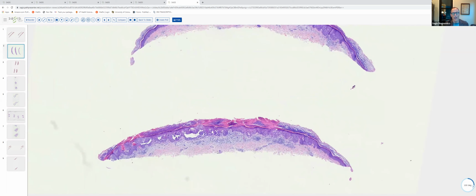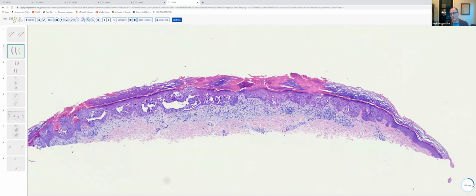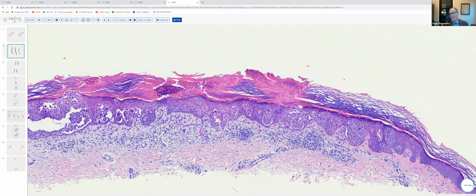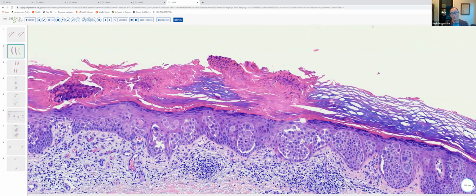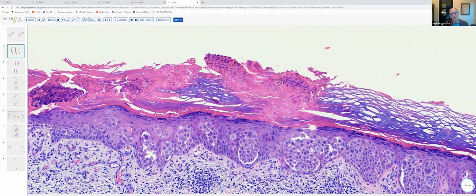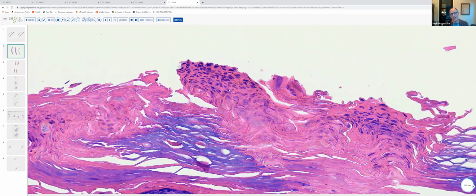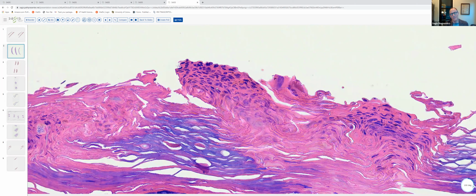As we move to higher power, we begin to appreciate there's a little bit more of a host response, a lichenoid infiltrate. When we look at the stratum corneum, in addition to basket weave hyperkeratosis, there are also zones characterized by fairly pronounced parakeratosis. The parakeratotic cells themselves are atypical. These nuclei are pleomorphic and some of them are hyperchromatic.